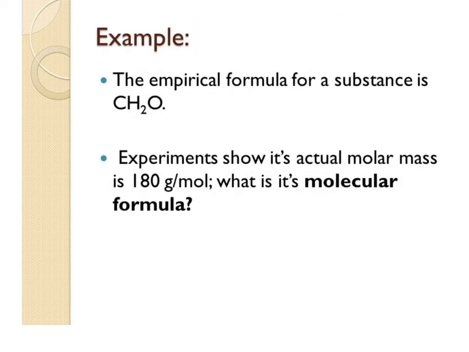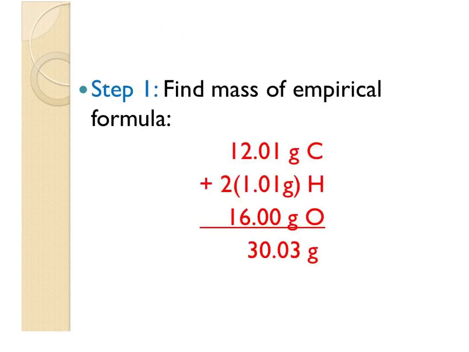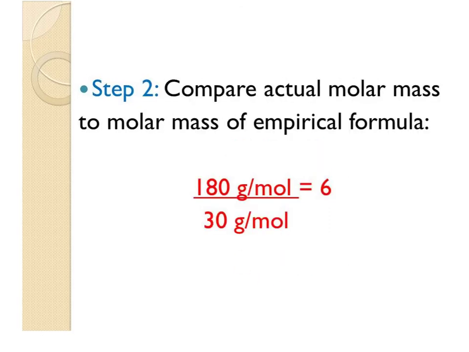Example, the empirical formula for a substance is CH2O. Experiments show that the actual molar mass, so the real molar mass of the substance, is about 180 grams per mole. Then it's asking you what is the molecular formula, or what is the real formula. Our first step would be to find the mass of the empirical formula. So we have C, which is carbon, which is about 12. Hydrogen is about 1. There's 2 of them, so we multiply by 2, and then there's 1 oxygen, which is 16. Add it all together comes out to about 30.